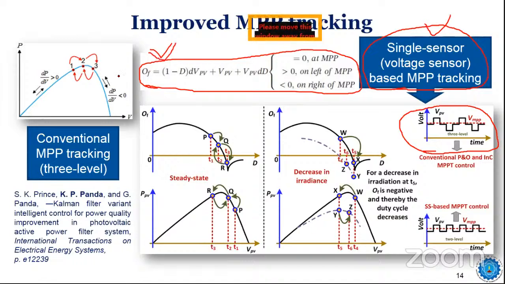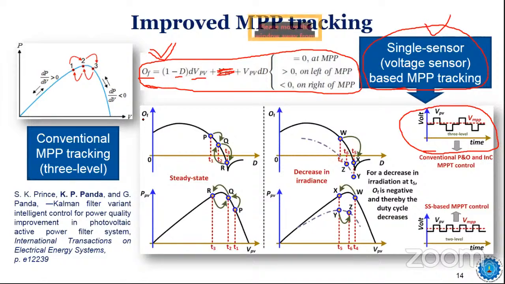In this objective function that I have mentioned here, the VPV term will not come. This will be the equation for the boost converter. If you take a buck converter into consideration, this objective function will change. If you calculate, you can see that there is no term of IPV. Everything is converted into duty cycle and VPV.